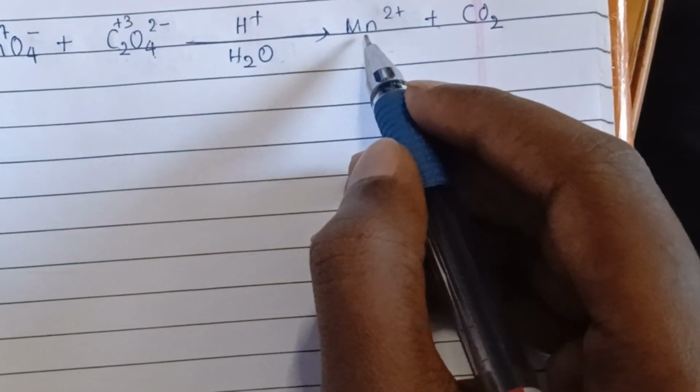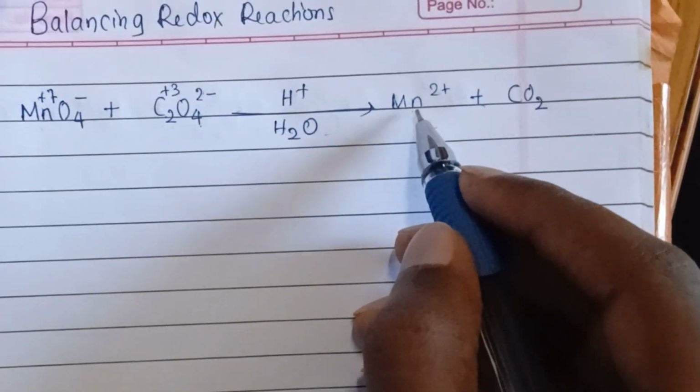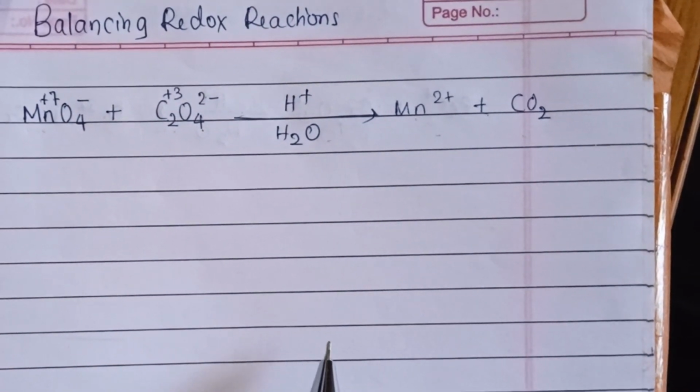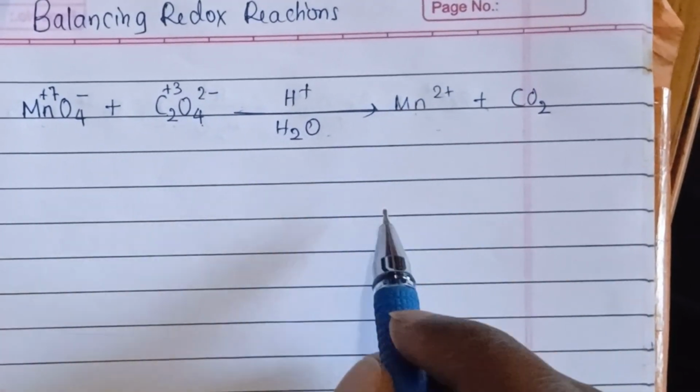So let's come to here. When they have given an individual atom like this and they have also given the charge, then there is no problem, because directly you have the oxidation number.